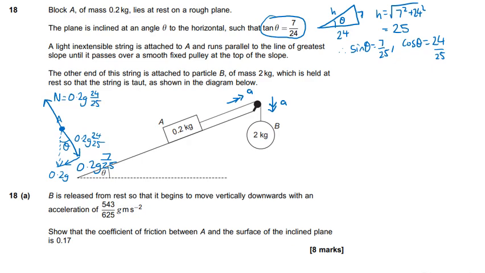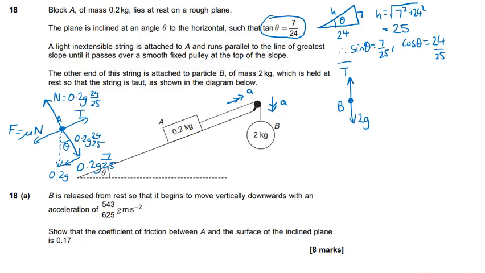The particle is being pulled up the slope by some tension in the string. We'll just call that T, we don't know what that is yet. And because it's being pulled up the slope, it must have a frictional force acting in opposition to that. We know that the frictional force is equal to the coefficient of friction, which we need to find in part A, multiplied by the normal force. So we'll just leave it like that for now, so it doesn't get too complicated. Let's do the same sort of analysis for B. B is a lot easier. We've got two forces acting on B: the tension up in the string, and the weight of B acting down, which is 2g.